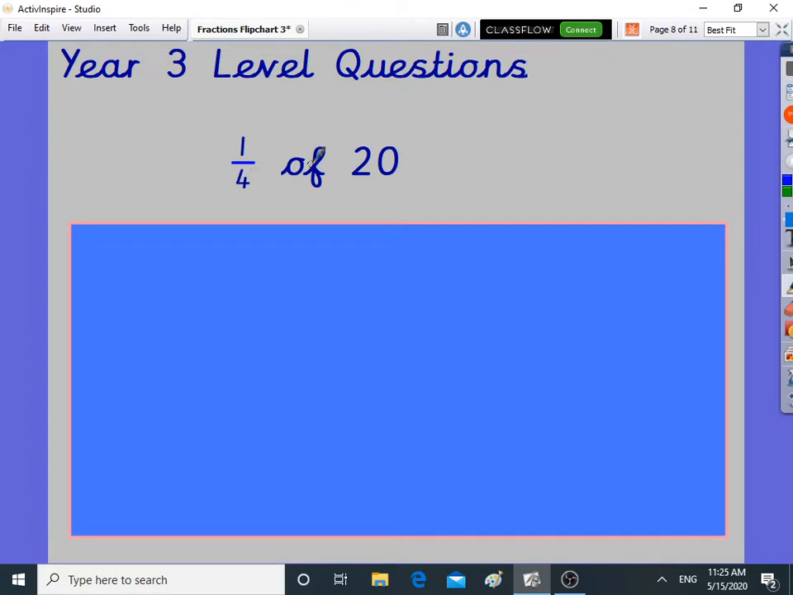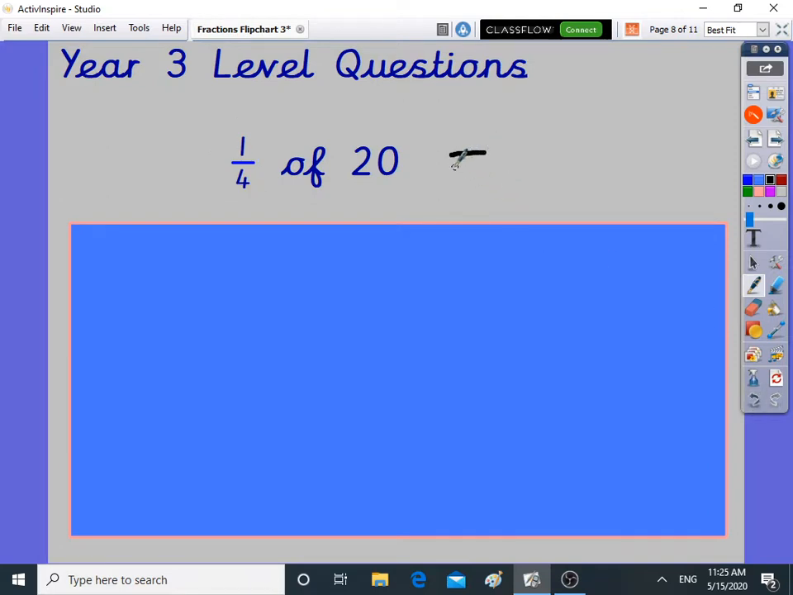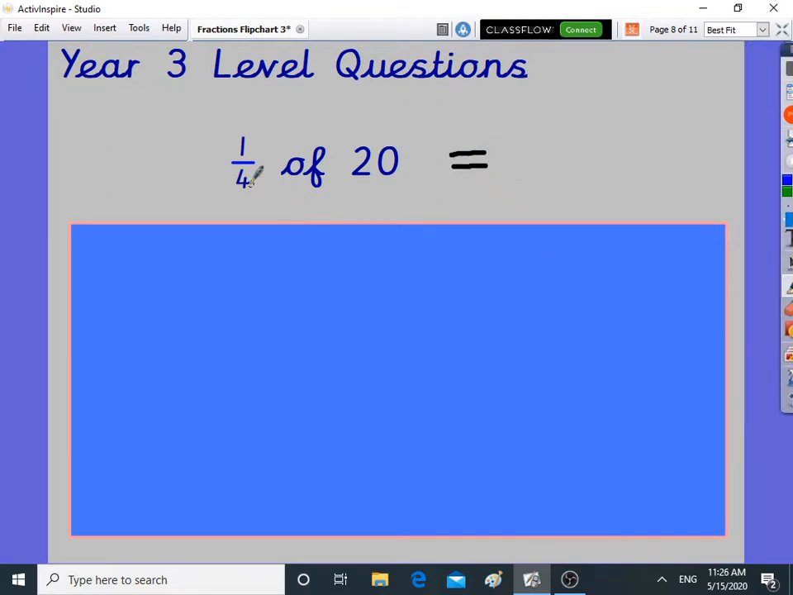So I'm going to do a quarter of 20, a fraction and an of and a quantity. Okay, that's what we're doing, fractions of quantities. Quantities are just a number. Let's do a quarter of 20. I'm just going to do these with singing now. 4's the denominator. I'm going to sing my 4's up to 20. My fingers will tell me the answer. 4, 8, 12, 16, 20. My fingers are telling me it's 5.